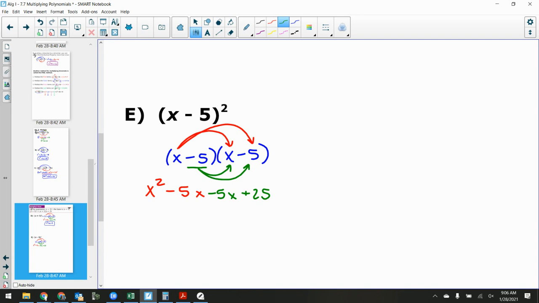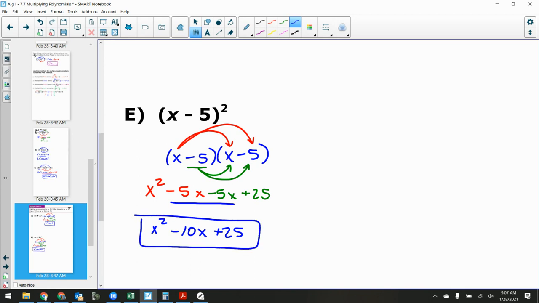And now we combine like terms in the middle. The first term will stay the same. The middle two terms, minus 10x, and then a plus 25 sitting out there. How do we feel about that? Okay, those are binomial times binomial.